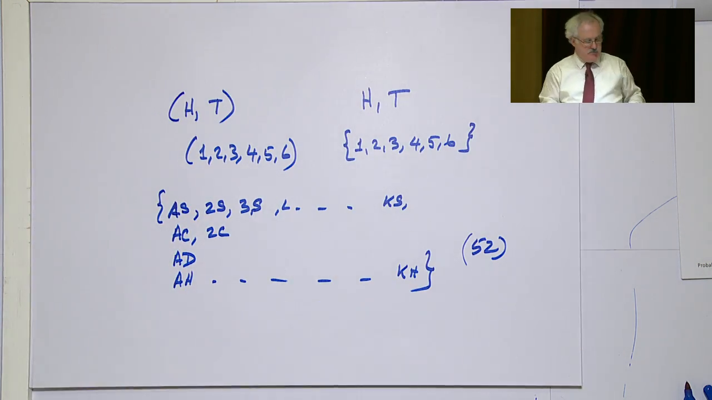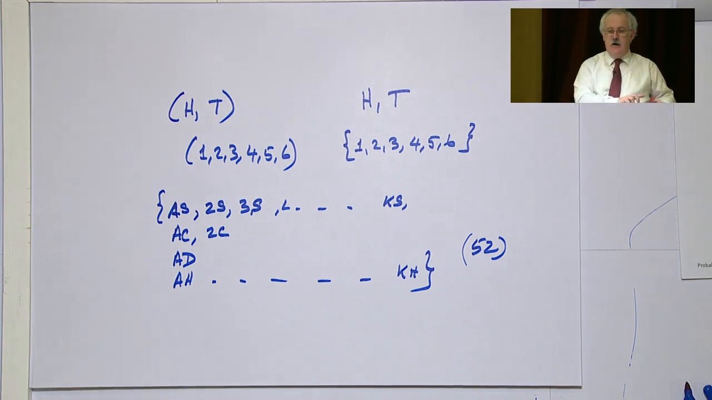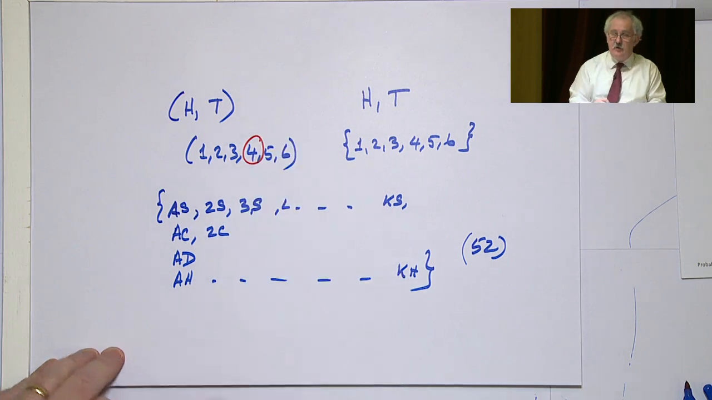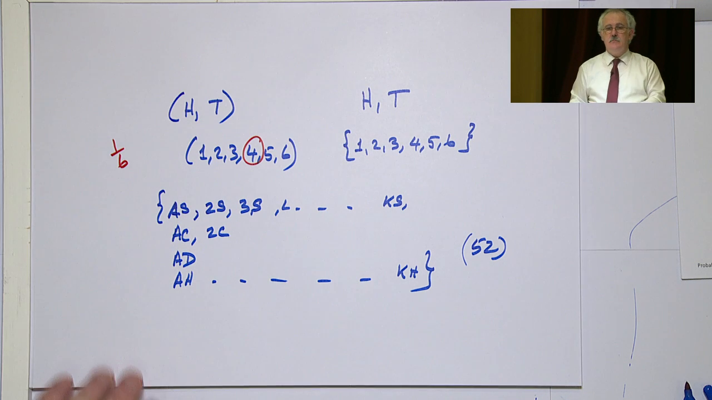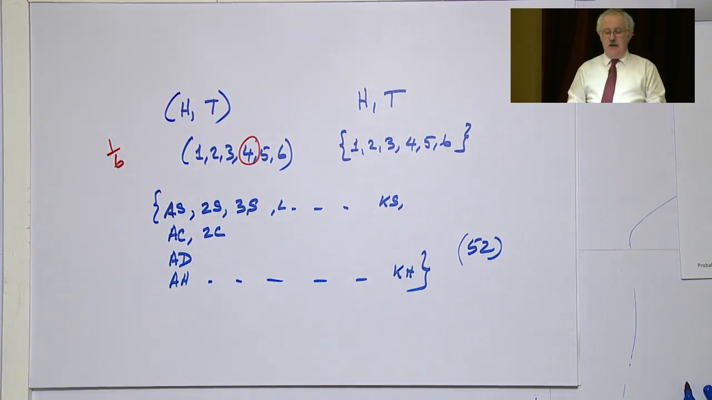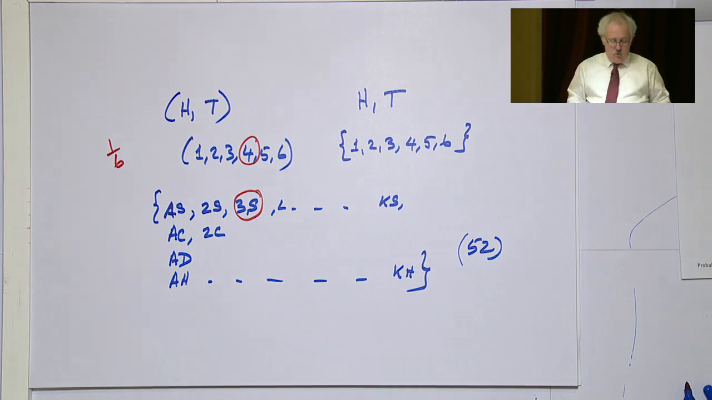So they're the outcomes. And then you can say, what's the chance of getting a 4 on a given roll of a die? You can say, there's only 1 four, and it's 1 out of 6. What's the chance of getting the 3 of spades? 1 out of 52. What's the chance of getting an ace?